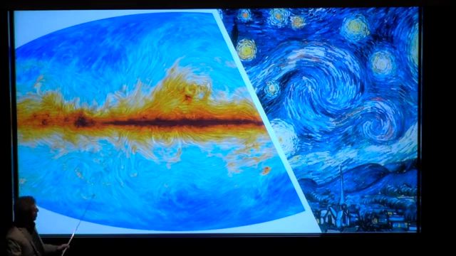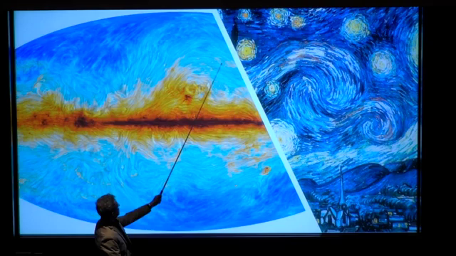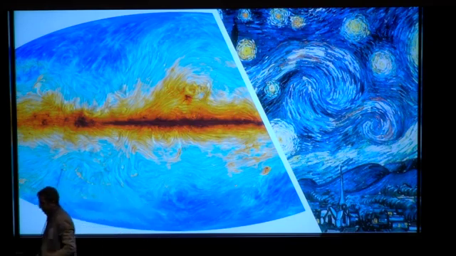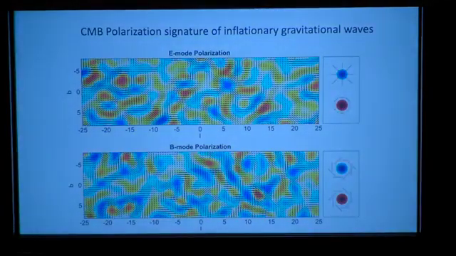I do like this picture. It looks like Van Gogh had anticipated all of this magnetic field structure, including star-forming regions, more than 100 years ago. I don't have much to say, but I do want to show you just a few slides.